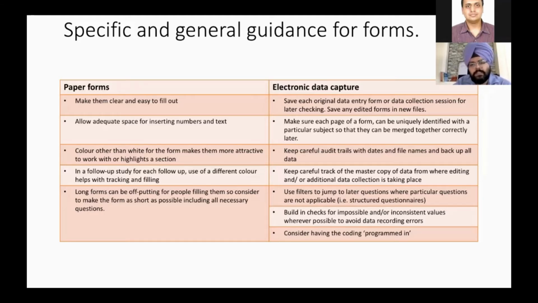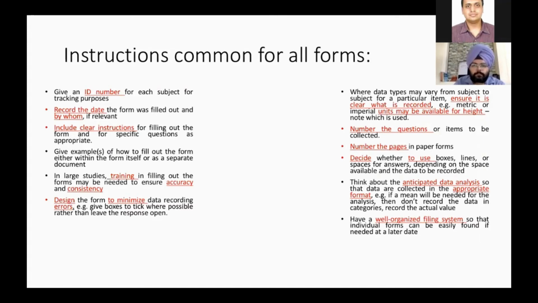Now there are a few instructions which are common to both the methods. A few of them we have covered partly. The ID number for each subject should be there for tracking purposes. There should be a record of the date on which the form was filled. It is more important in randomized control trials or follow-up studies. There should be clear instructions given to the person who is going to fill the questionnaire in the field, so that there is no ambiguity in filling the responses to the questions asked in the questionnaire tool.